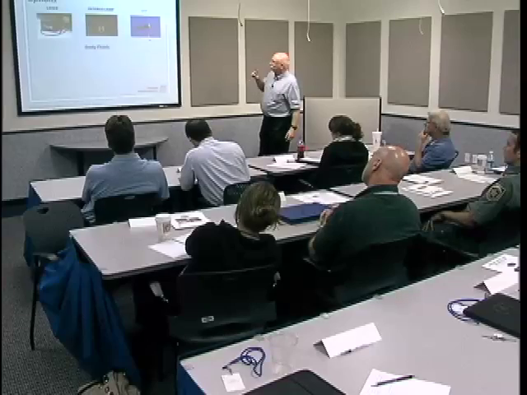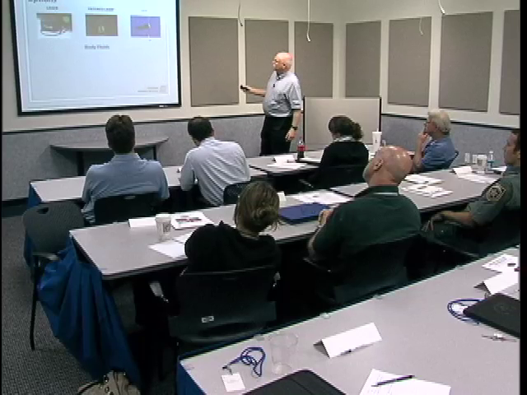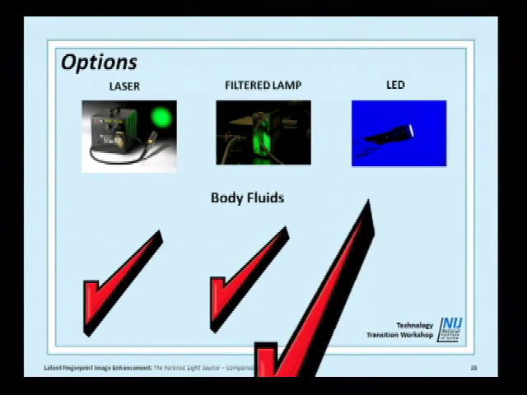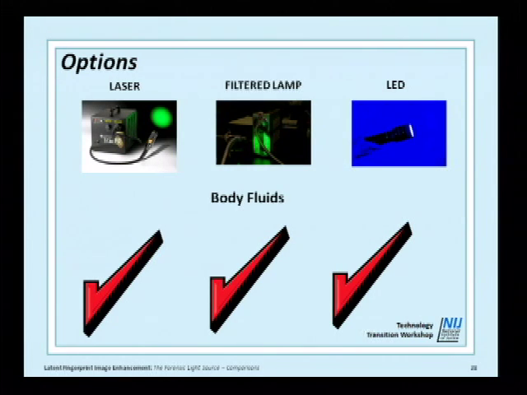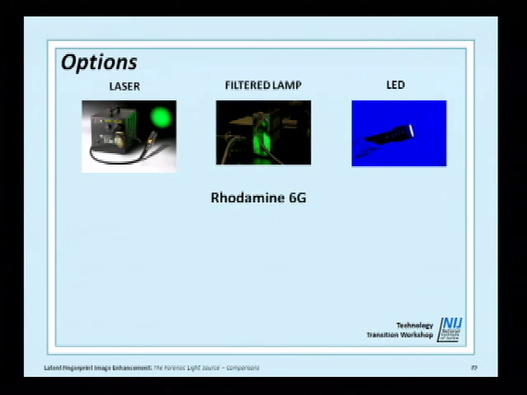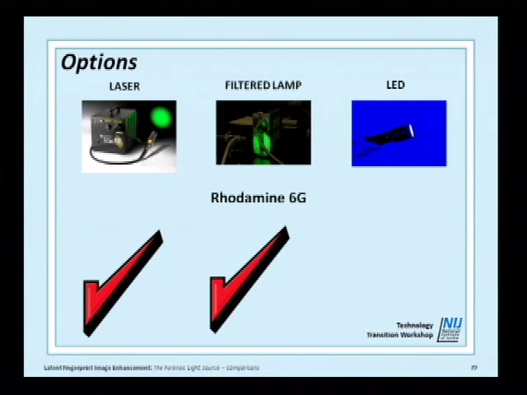Is it possible that something could be just on the threshold of your ability to discern, and you might get it with one and not with the other? Yeah, but I don't see it as a huge issue, not one that necessarily would lead me to suggest that you absolutely need that big one. Body fluids. They all work very well for body fluids. Rodamine 6G. Again, they all work really well for Rodamine 6G.